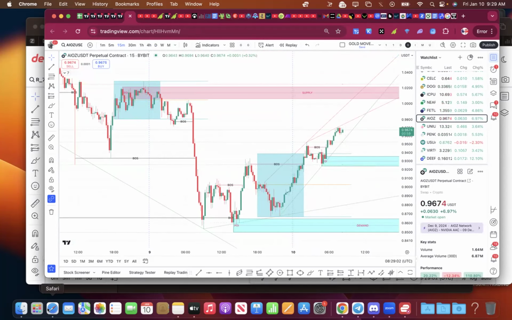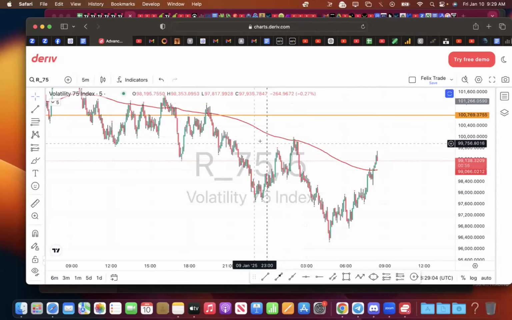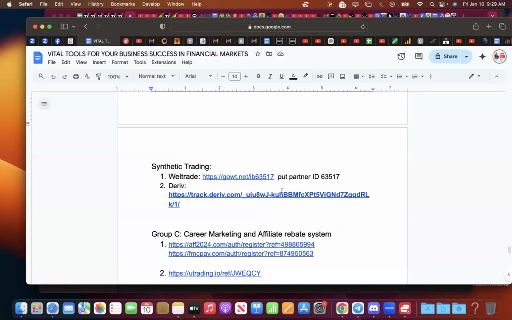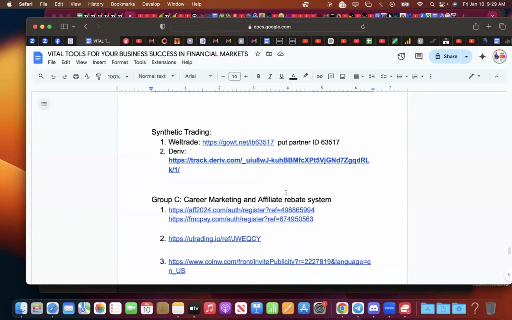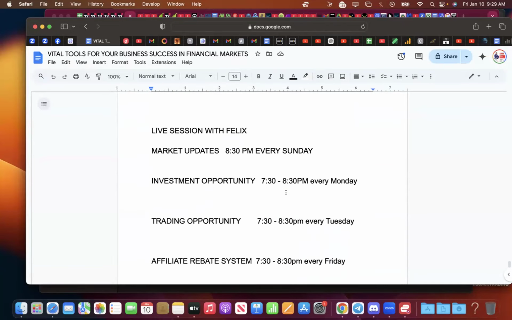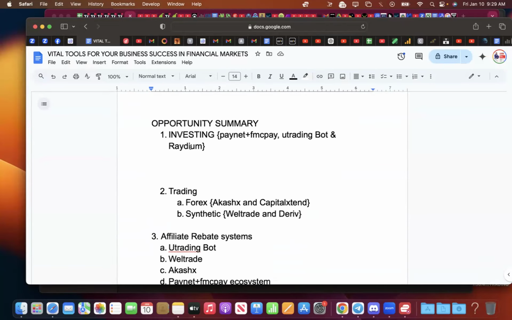This is the summary I needed to give to us so that when you sit down with it, we'll begin to dig in and break down the others. So I summarize like this, and what you need, right? Say, investing, PAYNET, FMC Pay, the trading bot, and Radium. Of course, you may not have energy or money for everything, but you know the one that appeals to you.